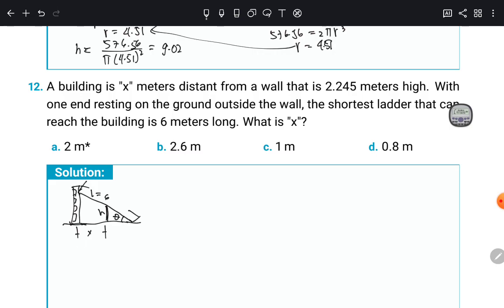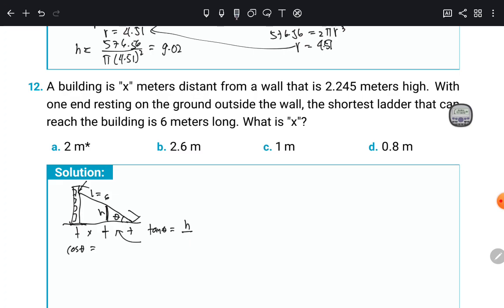L cosine theta. If you take the cosine theta, cosine theta will be equal to the adjacent side divided by the hypotenuse. So our hypotenuse will be L, but our adjacent side will be this side here, x plus whatever this side here, and we can actually solve this using again tangent theta, this side here. If you take the tangent of theta, that will be equal to the opposite, which is h, divided by that side, whatever that side is.